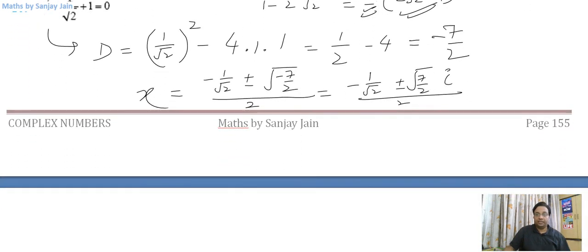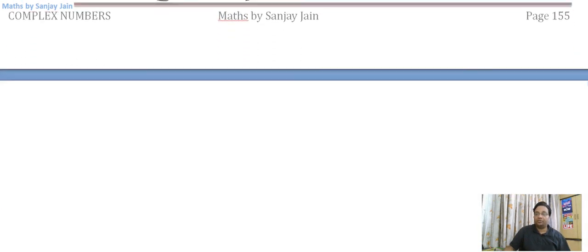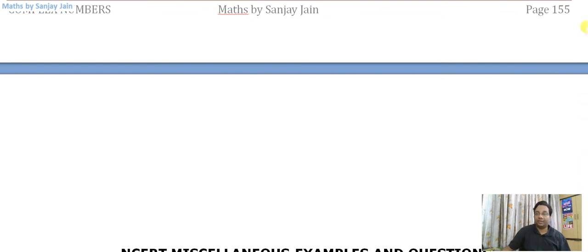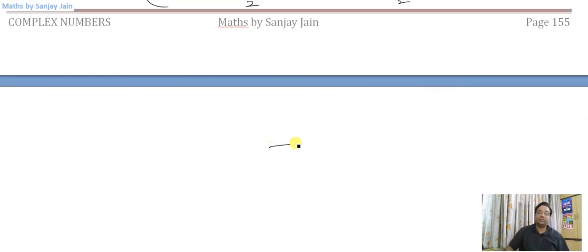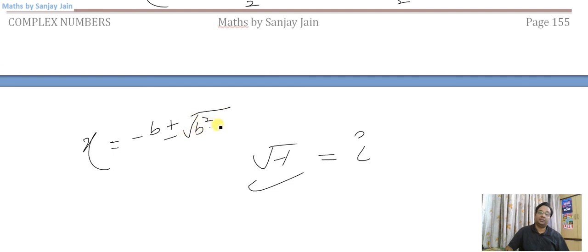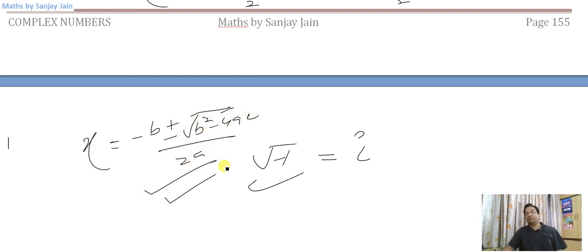So I haven't done anything apart from writing square root of minus 1 as iota, right? The only thing that I did in this exercise is write this as iota. Apart from that, I have just applied the quadratic formula, that is this one, and nothing else, right? So this exercise was very simple. I hope you will be able to do it comfortably.